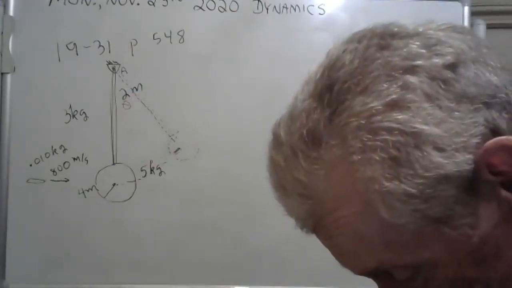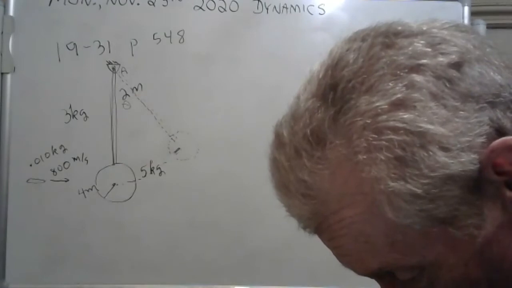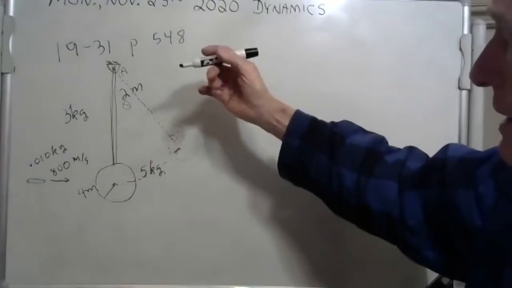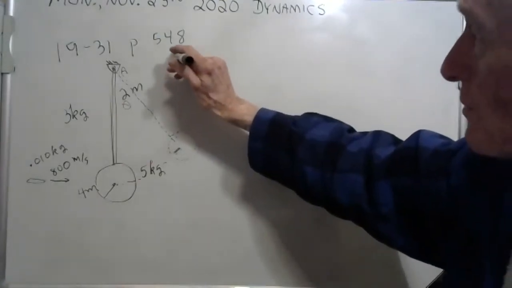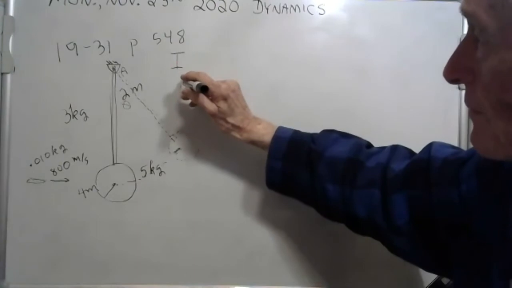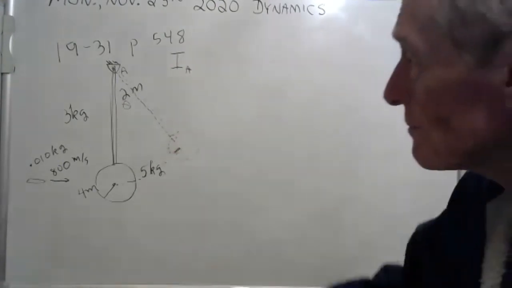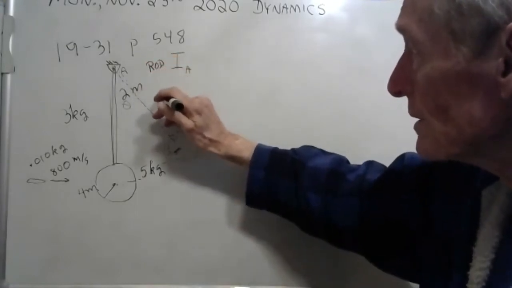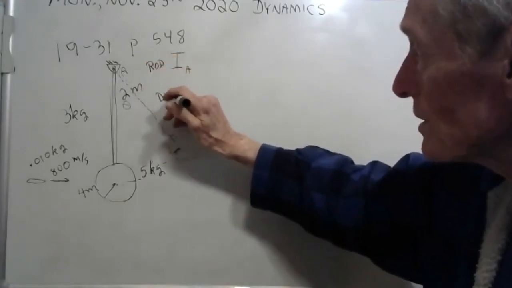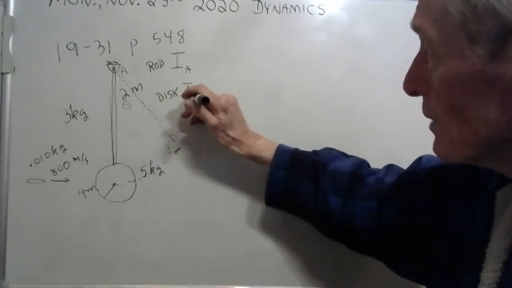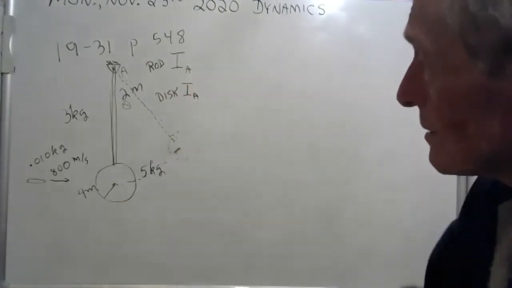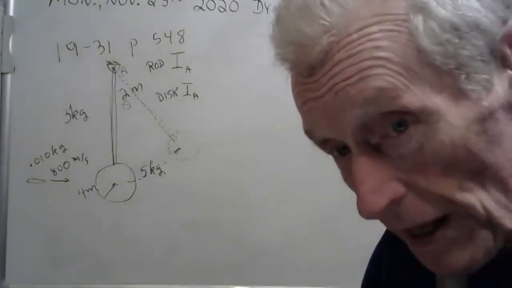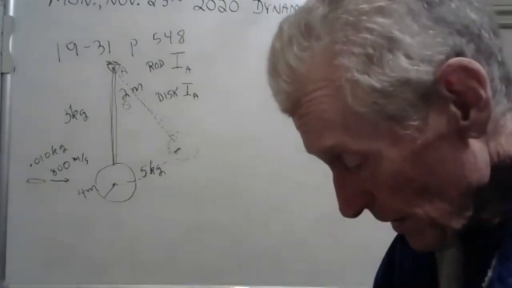Okay. Well, there's all the info. What I need now is the moment of inertia about point A for the rod, and then the moment of inertia about point A for the disk. And then we'll add those together and get the total moment of inertia.